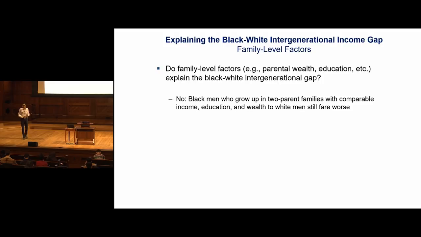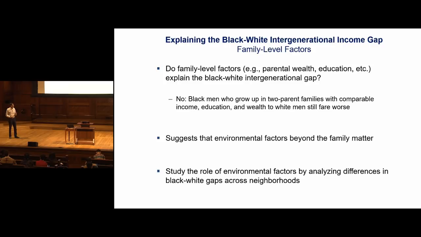The answer is basically no, those family-level factors do not account for these intergenerational gaps. That is, black men who grow up in two-parent families with comparable income, education, and wealth to white men still fare worse than white men do. You can take whatever family-level factors you're able to measure in the data, put everything together, and that really doesn't seem to explain what's going on.